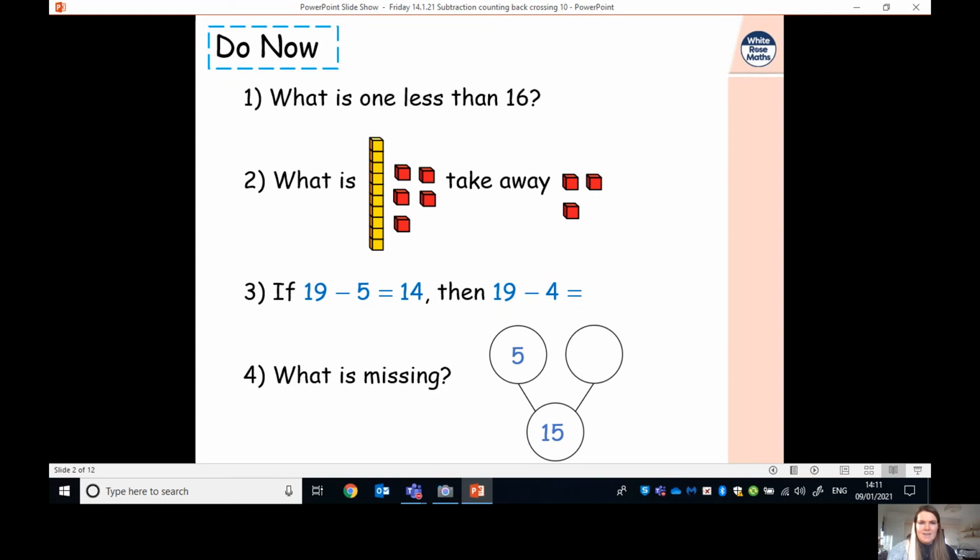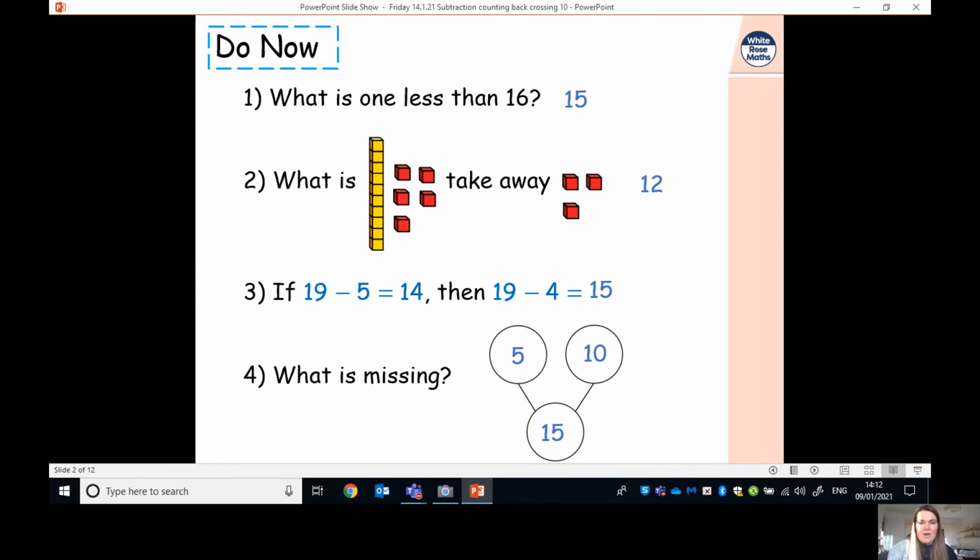1 less than 16 is, you guessed it, 15. Well done. Now we had 13, 14, 15 there on the side, and we took away 3, and our answer was 12. Well done, guys. 19 minus 5 is 14. So 19 minus 4, you guessed it, it's 15. We could have used our number bonds 5 and 4 for 9 to help us with that one. What's missing? Well, if we add 5 to 10, we'd get 15. Or if we subtracted 5 from 15, we'd have 10. Our missing number is 10.